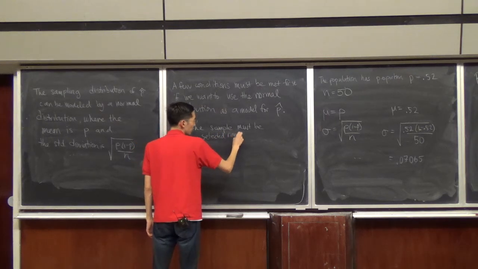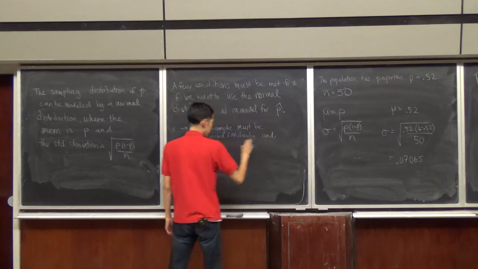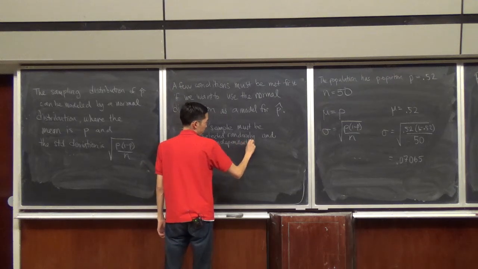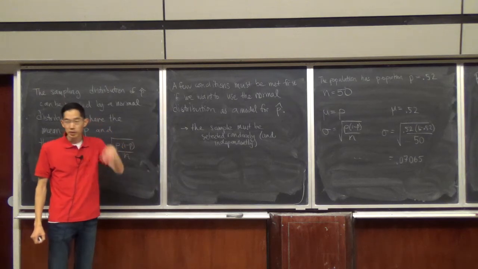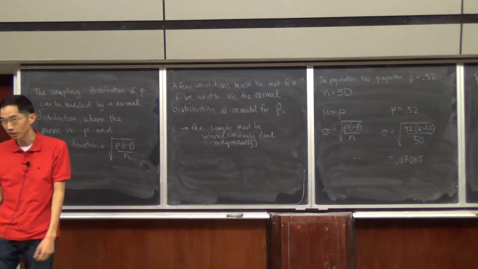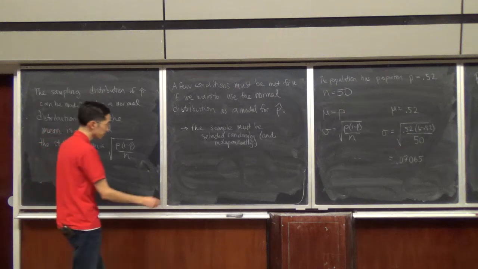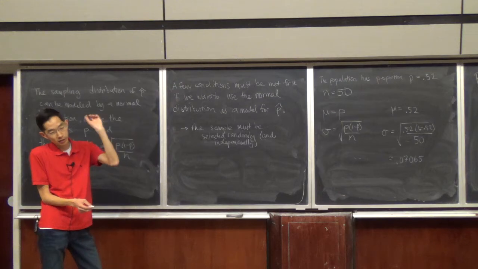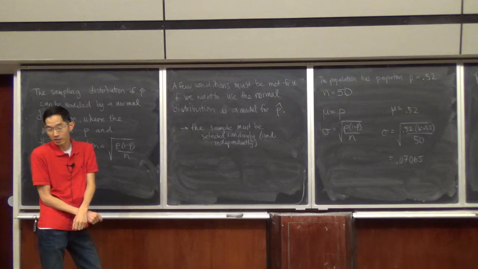Selected randomly and independently. But I'll put independently in parentheses, because if it's selected randomly, then the independence condition is taken care of. So the sample must be selected randomly. If I select the things randomly one at a time, then that means the selections are independent.